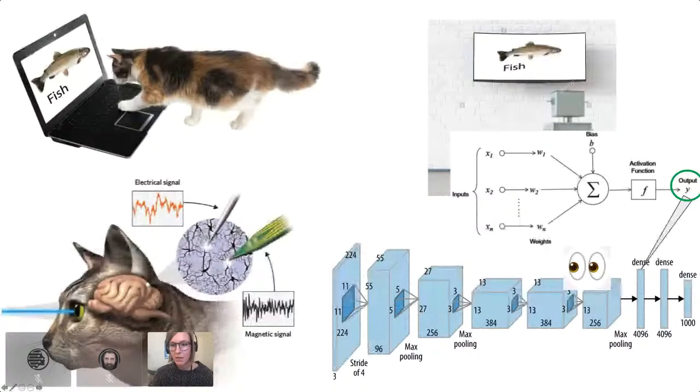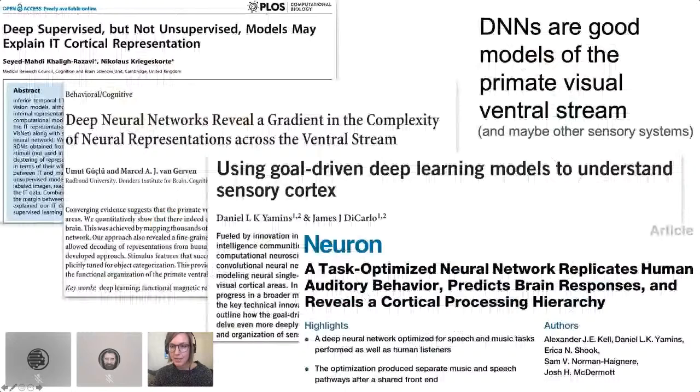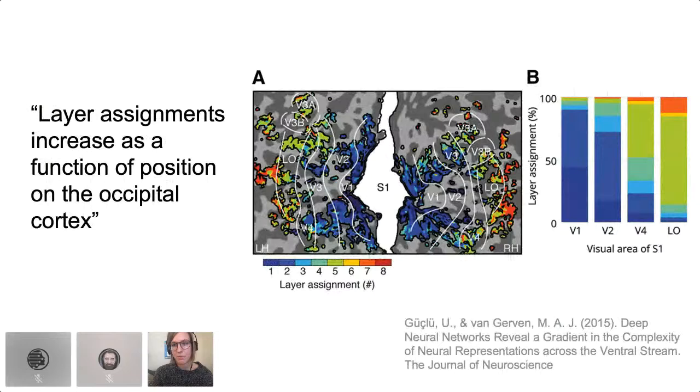And there's accumulating evidence that representations that are learned in these deep networks trained on machine learning tasks have something in common with biological neural activity throughout the primate visual ventral stream and potentially other sensory systems and other species as well. This type of analysis has provided evidence of a shared representational hierarchy, where early sensory regions are found to be most similar to shallower layers of the network, and deeper or later regions are more similar to deeper layers.